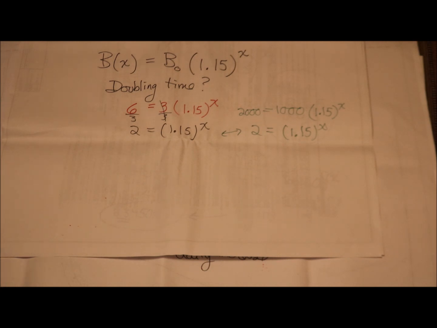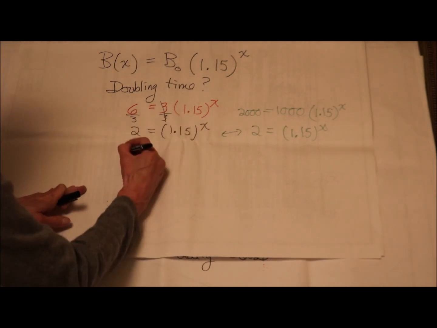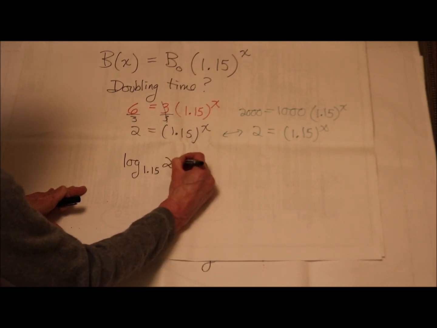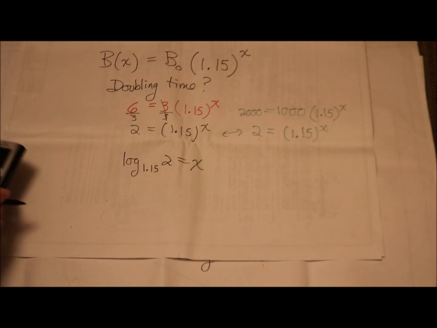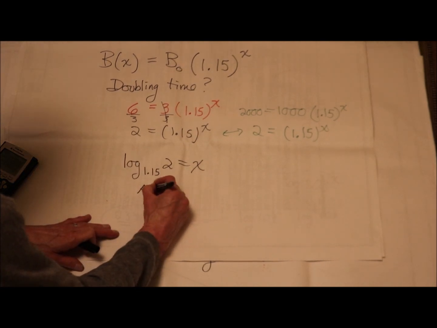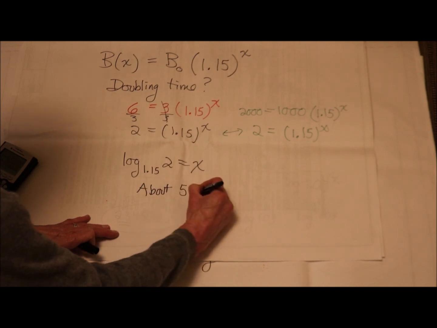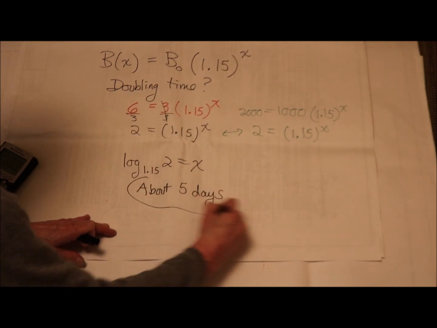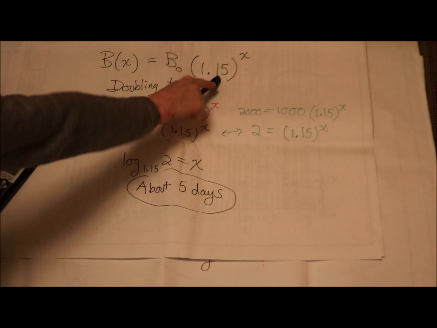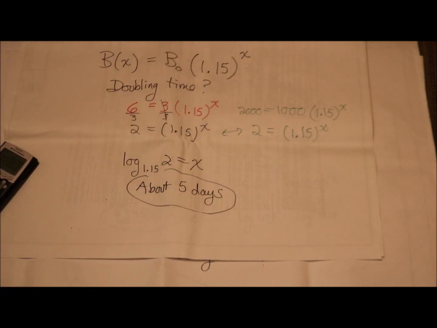All right, that was kind of cool. And then you can solve this again using any method. I'll use the method that you folks often use. Log base 1.15 of 2. And that is going to be, drum roll please, approximately 5 days. So the doubling time is about 5 days when my growth rate is 15% per day.